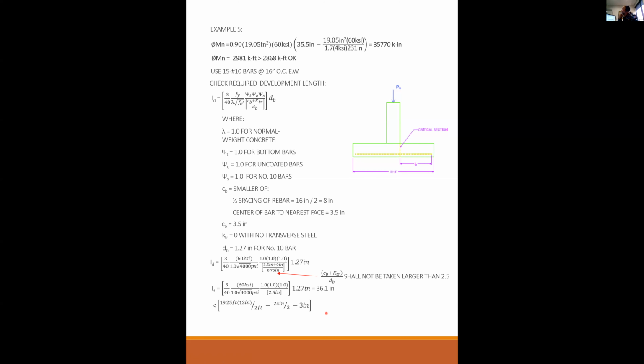How much do I actually have? I have half the width of the footing minus half the width of the column minus my edge distance of 3 inches. And that gives me 100.5 inches. So 100.5 is much larger than 36.1. No issues there with the development length on my footing.